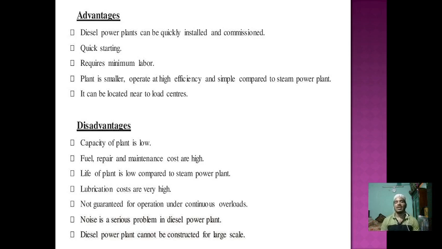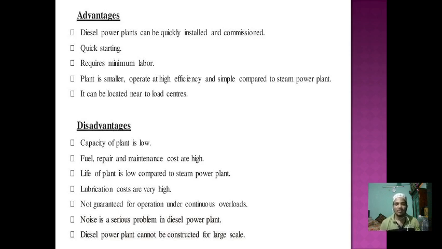The disadvantage is that the capacity of the plant is low compared to others, because of its small size. We cannot build a large size because it is dangerous for producing power energy from a diesel power plant.